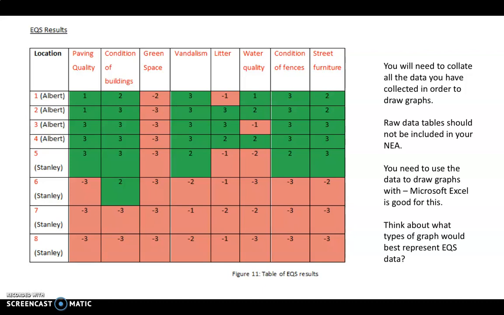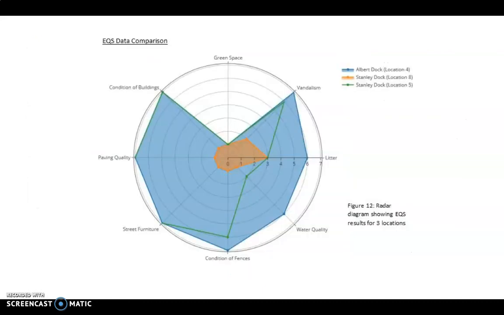So you can draw tables like this and do it in Microsoft Excel. It's quite good for collecting data and putting it together, and then from that you could draw graphs. And you need to think about what type of graph would best represent this particular data, so the EQS data. This student has decided to do their EQS data comparison as a radar diagram, which is a really nice technique for comparing areas of different data.